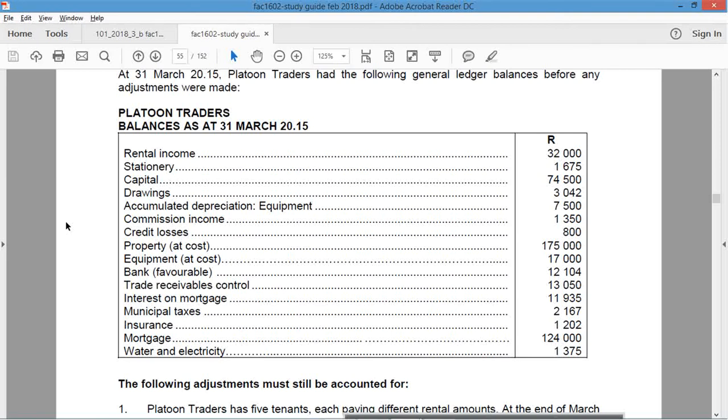A mortgage is like a loan. So that's an expense. Yes, because it's interest on the loan. A loan is going to create an expense, because you have to pay more. Taxes is an expense.